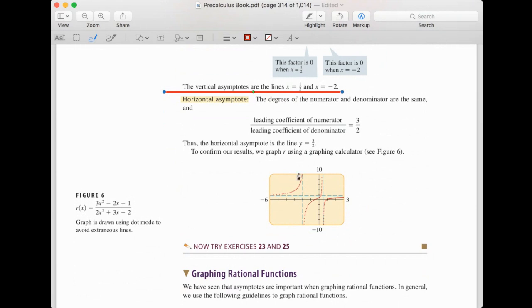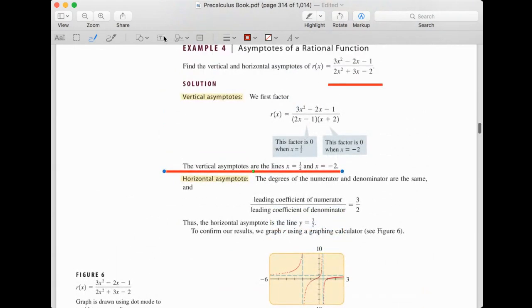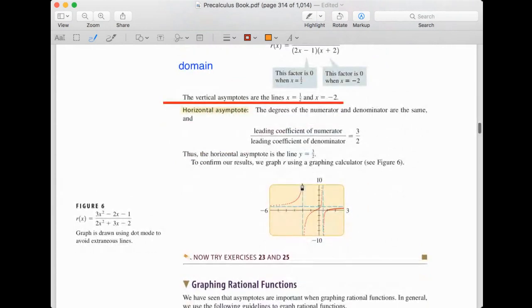All right. We don't care about the rest of the graph yet. At this moment, we just want to see the domain. So vertical asymptote comes from the domain. The domain for this function is x cannot be a half and x cannot be negative 2. And when x equals a half and x equals negative 2, that creates two vertical asymptotes.